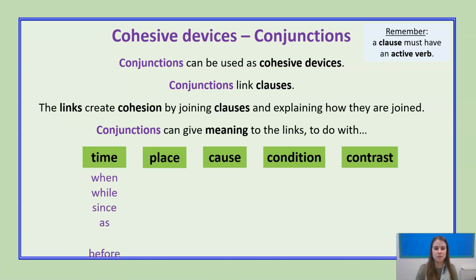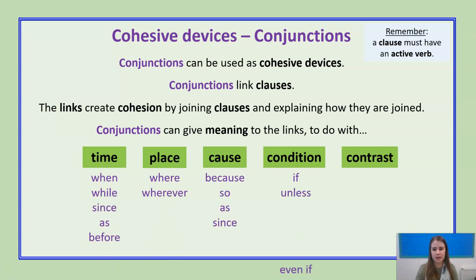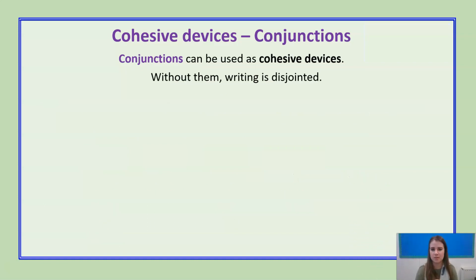So here are some examples of some words that we could have under each of our columns. We can have all of those words that are all going to help towards being conjunctions that we can use in our sentences. Oh, I've missed a couple off there. There we go. So without using them, our writing is going to be very disjointed. That means it's going to be very broken up. It's going to be very static. And it's going to be one sentence, one sentence, one sentence, one sentence. There's not going to be any flow to it.